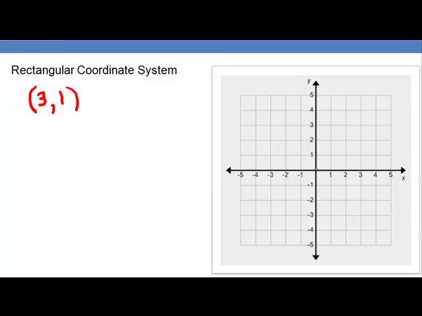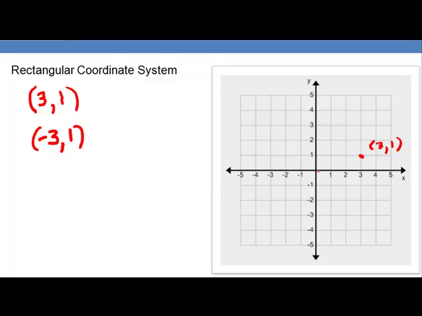So we will start at 0, 0, and we will first move for the x. So we're going to go across 1, 2, 3. We don't make a point until we finish. Now we're going to move the y direction, which is up and down, positive 1, so we'll go up 1, and we'll make a point, and that is the point 3, 1.